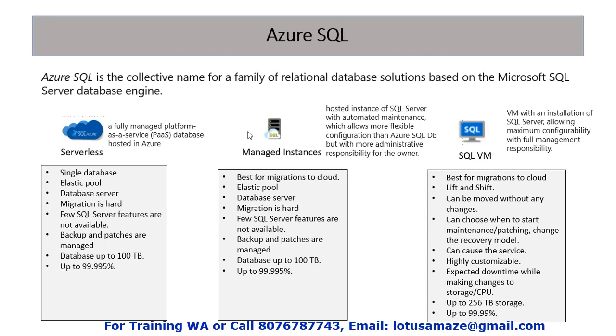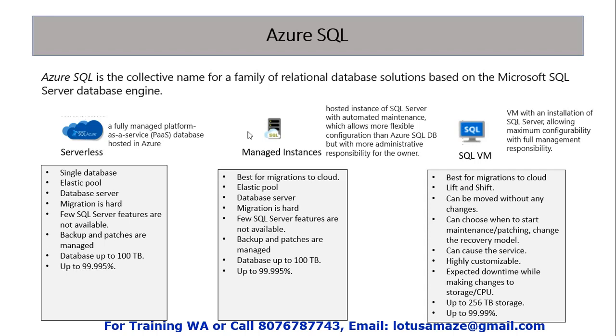But in Managed Instance, this is best for migration to cloud. The elastic pool feature is there. It maintains the database server. Migration is hard, and a few SQL Server features are not available in that, right? Backup and patches are managed, and a database up to 100 terabytes is allowed, with up to 99.995% availability. In this option, it also has built-in backup, patching, and recovery options, and we can have a private IP address within an Azure Virtual Network. Built-in advanced intelligence and security features are available there, right? And its maintenance is configurable.